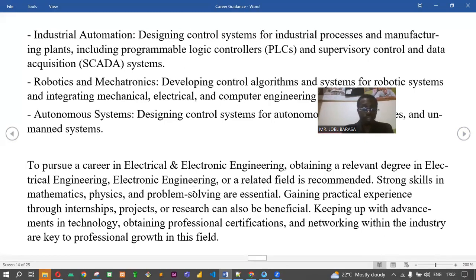So those are the things that you need to know. You can also become a project engineer and then a research engineer, just for helping solve problems. So that is all about career guidance.